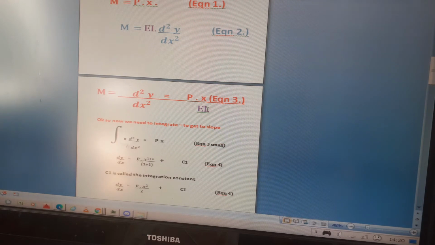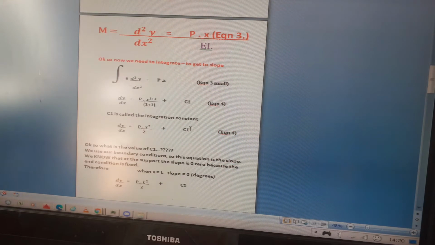So remember we've got Px over EI. Instead of me typing out EI 100 times or whatever, I'm going to just take that out. Whatever we get on the right hand side of the equation in x, we're going to just put the EI back at the end. So we need to do the first integration of Px to get the slope. So integrate d2y over dx2, equal to Px, equation 3.